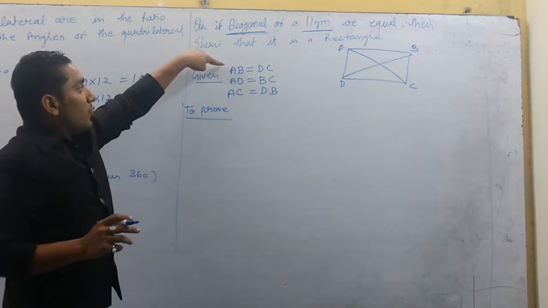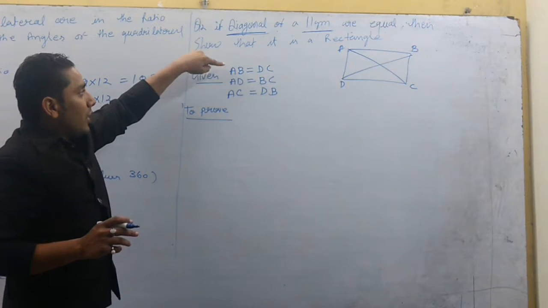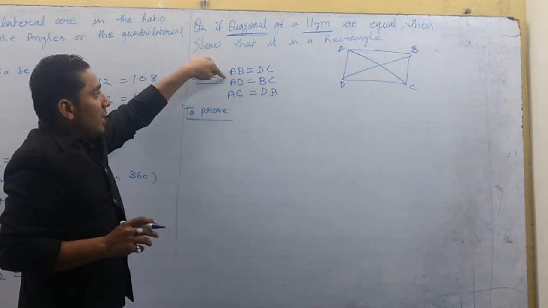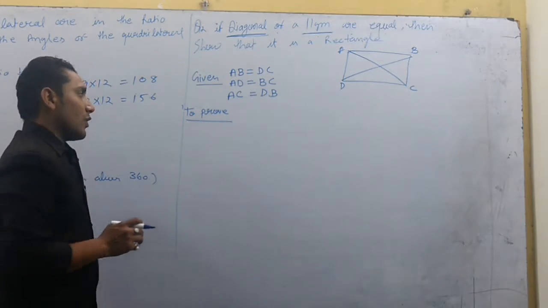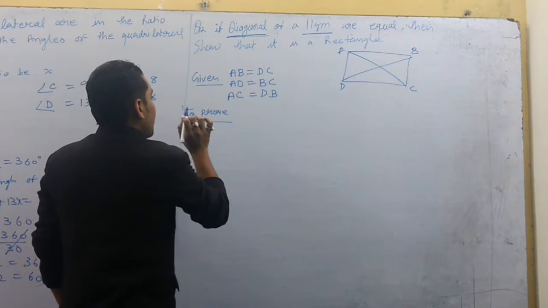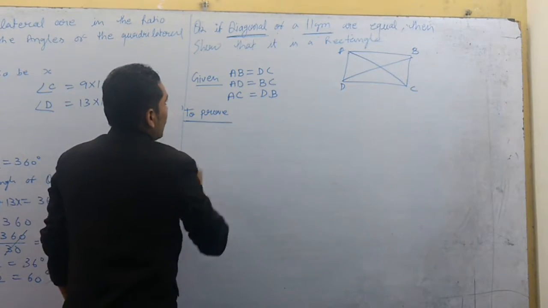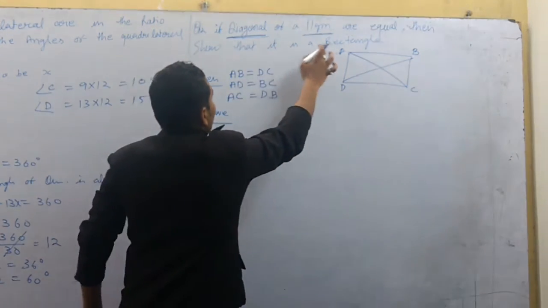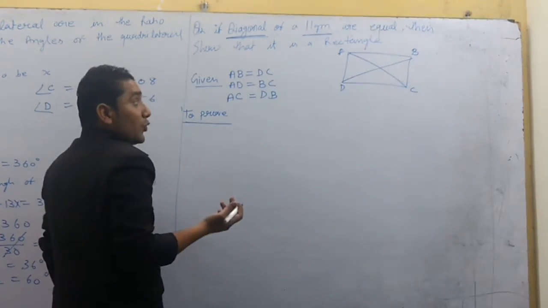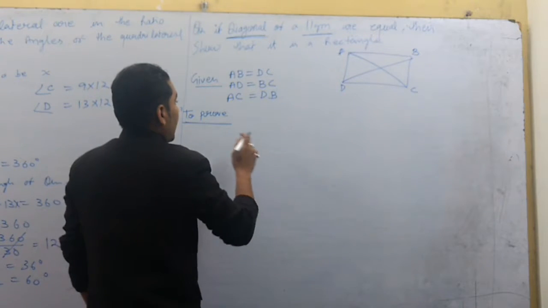Given: AB is equal to DC, AD is equal to BC, and AC is equal to DB. Then we write to prove. What do we have to prove? That it is a rectangle.